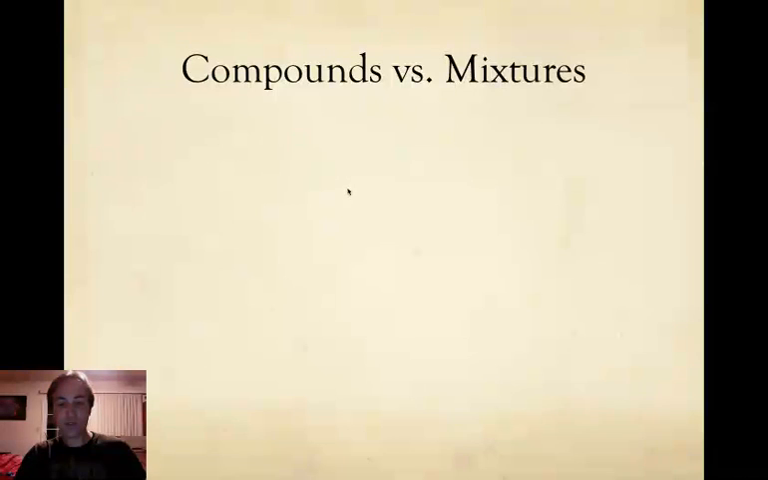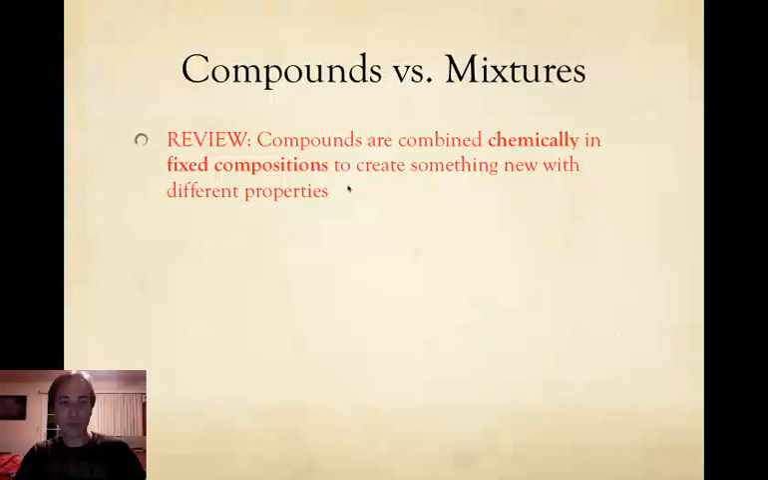Okay, so let's talk a little bit more about compounds versus mixtures. Just to review, a compound is something that is combined chemically in fixed compositions, and it creates something new with brand new different properties. The big thing about compounds is that the element you began with is going to join with another element, and the properties of the compound that you make are completely different.